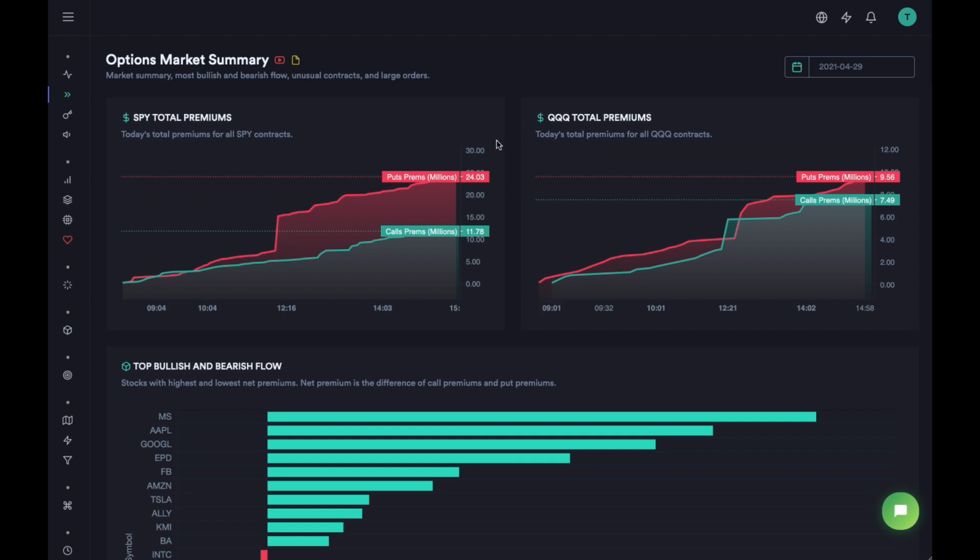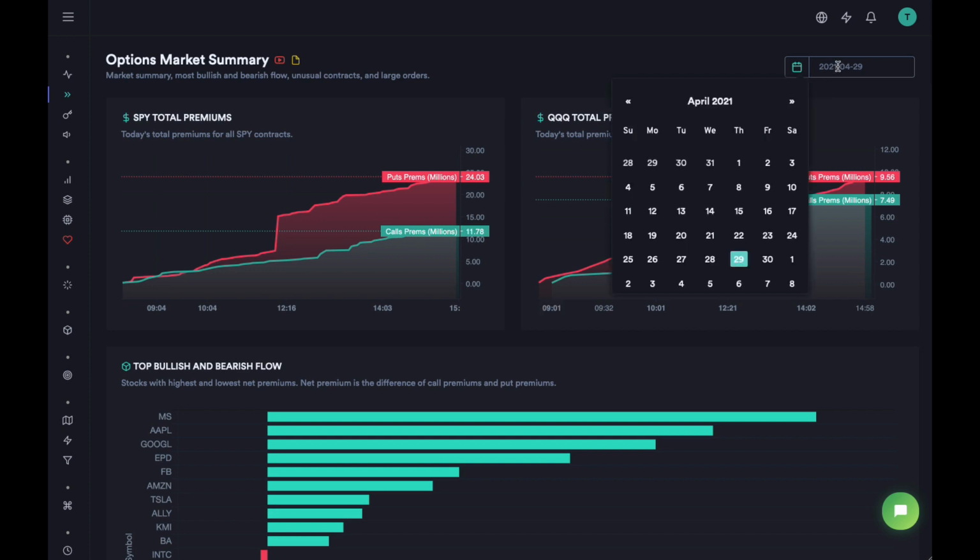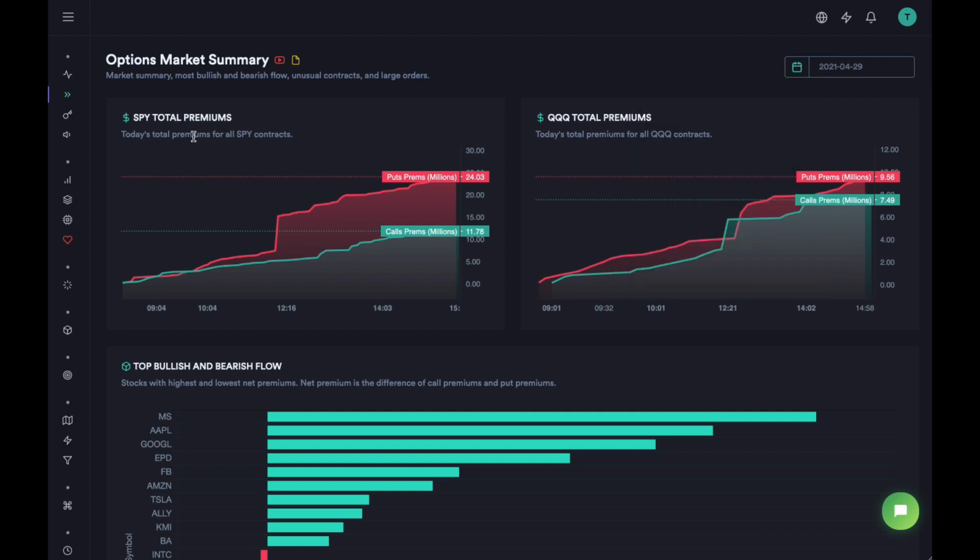So as usual with other tools, if you want to see historical data, you can just go to this calendar and choose any date you want. Right on the top, we have SPY and QQQ total premiums for calls and puts. These are there to just show you how much money is being spent on SPY and QQQ calls and puts.